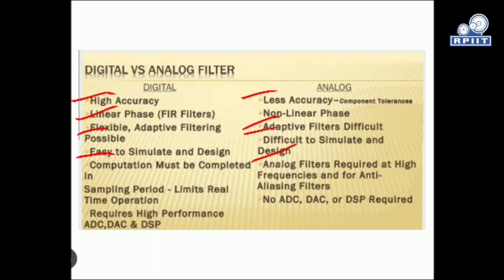In digital filters, computation must be completed within the sampling period, which limits the time response, whereas analog filters require high frequency and anti-aliasing filters, right? Digital filters require high performance ADC, DAC and DSP: analog to digital conversion, digital to analog conversion and a DSP processor. But in analog filters we don't require any ADC, DAC or DSP as well. So these are the advantages, or comparison, of digital filters over analog filters.